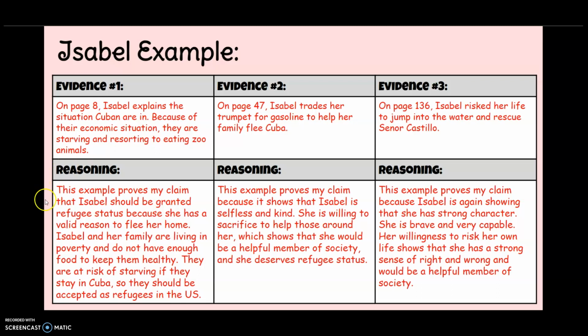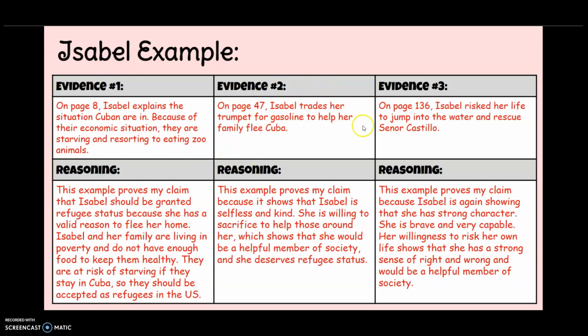Okay, so for this one, the reasoning says, this example proves my claim that Isabel should be granted refugee status because she has a valid reason to flee her home. Isabel and her family are living in poverty and do not have enough food to keep them healthy. They're at risk of starving if they stay in Cuba, so they should be accepted as refugees in the U.S. So this first piece of evidence is kind of proving what their situation is and why they should be allowed to flee their home country.